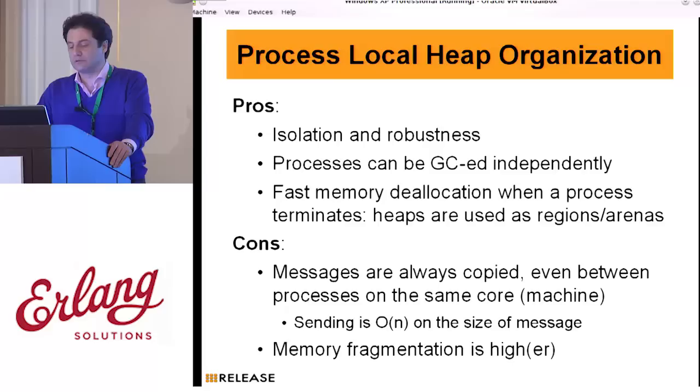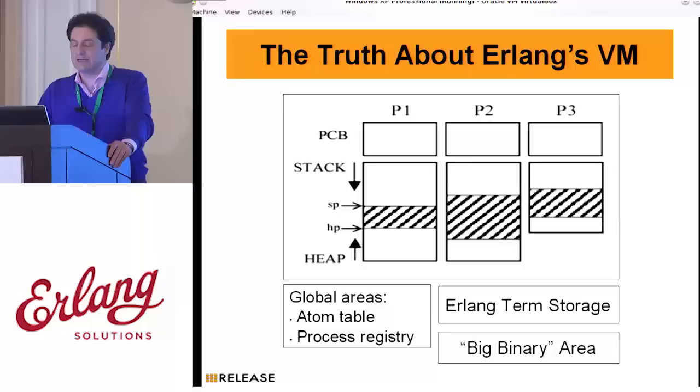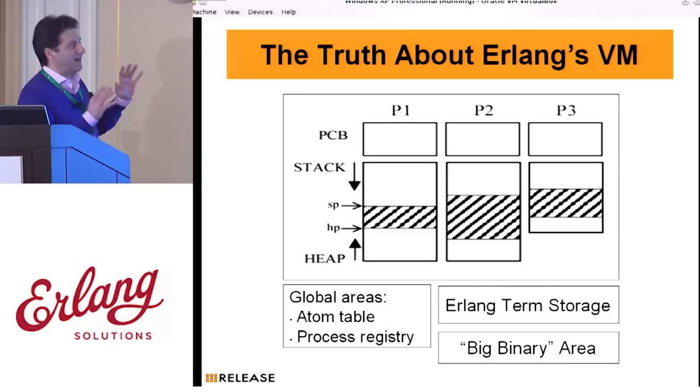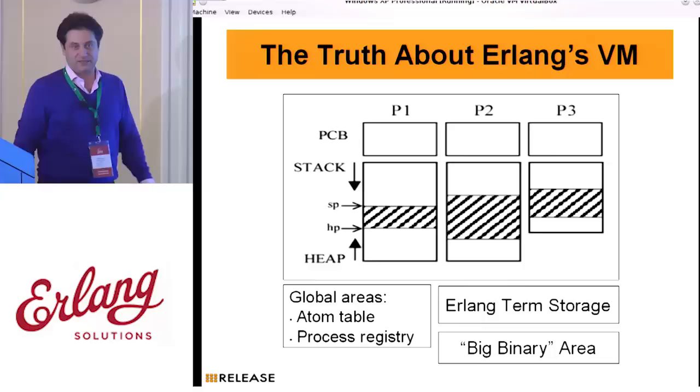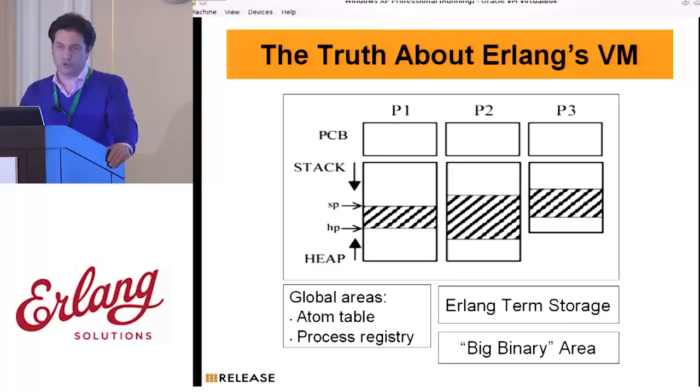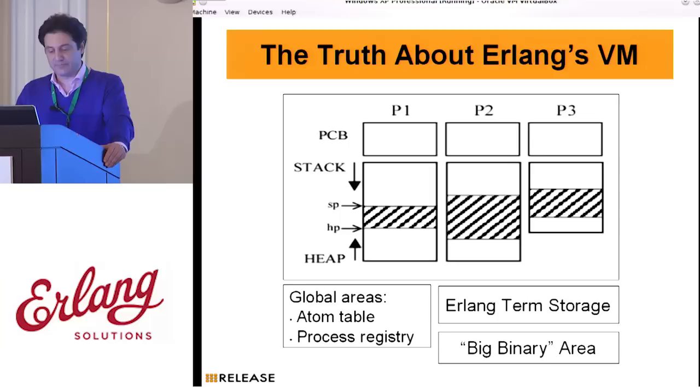Okay, so this is one way of doing it. The truth is actually that this is just an idealized picture. The real picture looks pretty much like that. You do have some global areas in the Erlang VM. In particular, the atom table is shared between all the processes, and it's a resource that can crash the system if you try to put too many atoms. The process registry is shared between all the processes. Whenever you do a register, this is something that is global to the whole system.